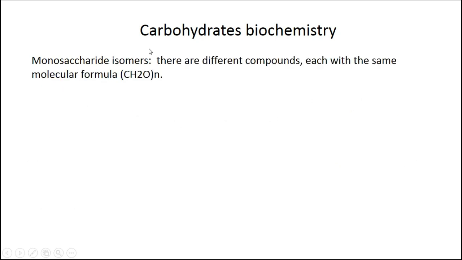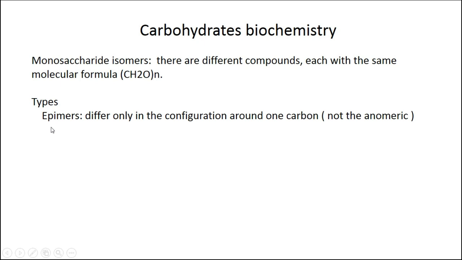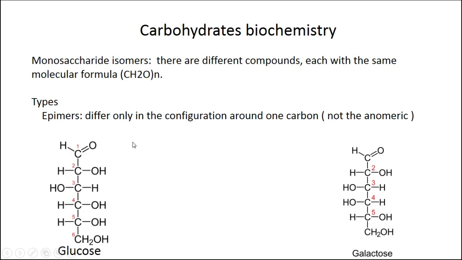Monosaccharide isomers are different compounds, but they have the same molecular formula. So how is that possible? Let's see here. The first type of monosaccharide isomers is epimers, and before we start with the definition, let's take a look here. We have glucose and galactose. Both glucose and galactose have the same number of carbon atoms, which is 6, the same number of oxygen atoms, and the same number of hydrogen atoms, which means that they have the same molecular formula.